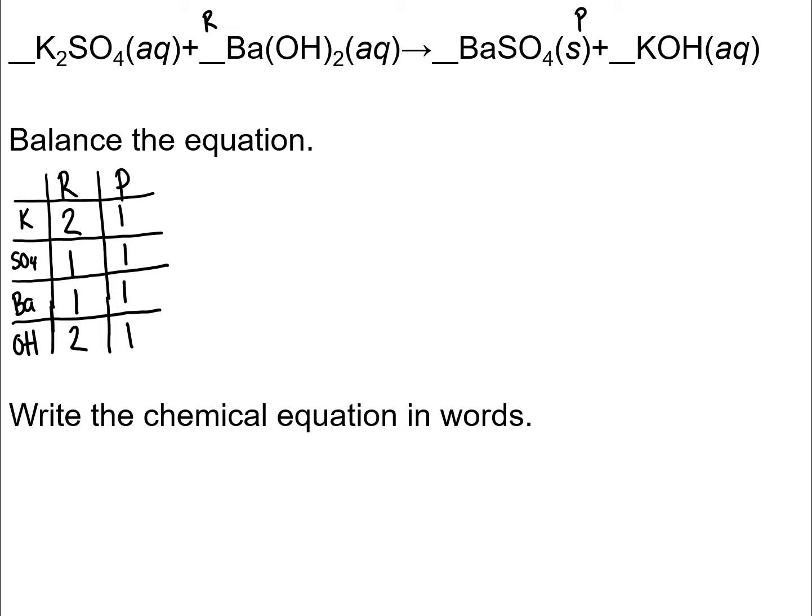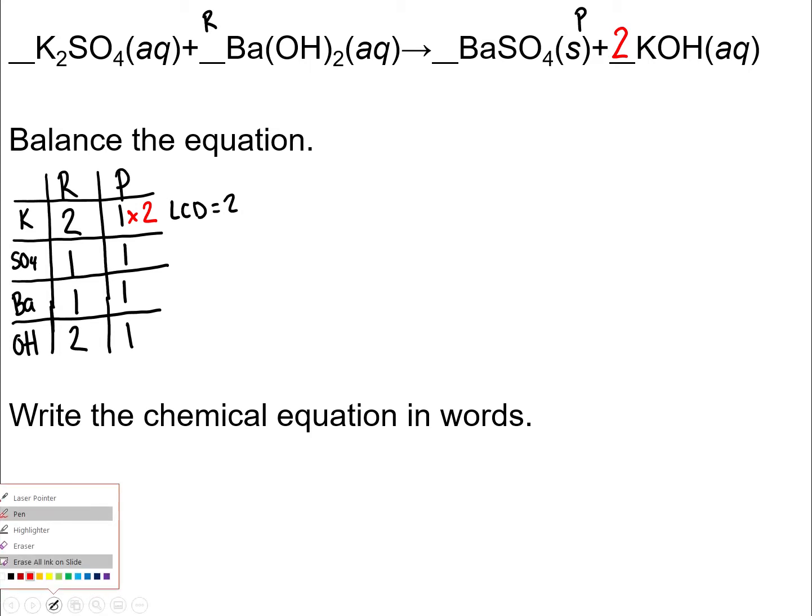So we've got a couple of places where we're not balanced. We'll start with the potassium. To balance it, we're going to add a 2 in front of the compound on the product side that has potassium. Then we're going to take stock of what we did, because we made some changes to more than just the potassium.